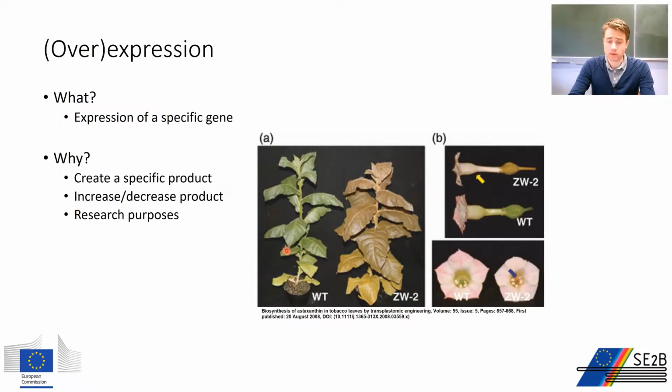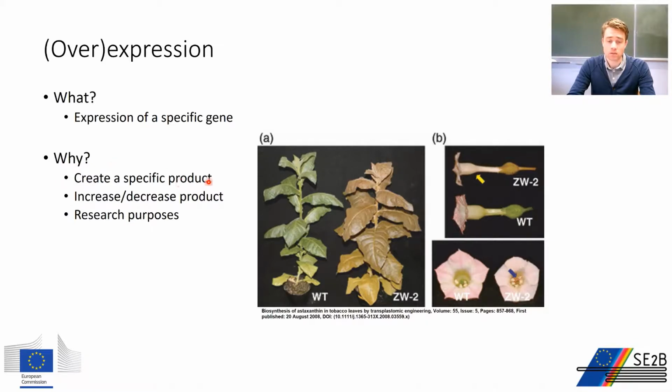For example, in this case we have a wild type tobacco plant, and in this case we have a transformed tobacco plant, and it's able to produce astaxanthin. Astaxanthin is a very high valuable product, and therefore it's very nice if plants can make this product in a very easy way. So basically, we put a gene that was not previously there in the plants and see that it's working.